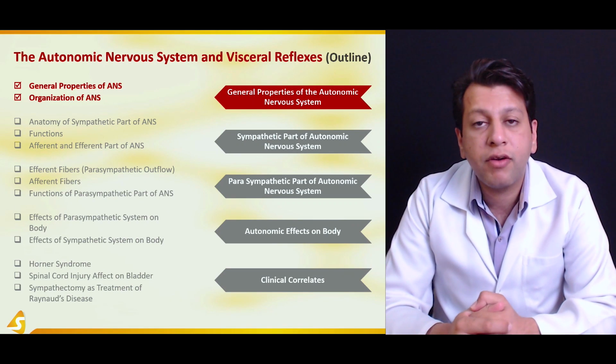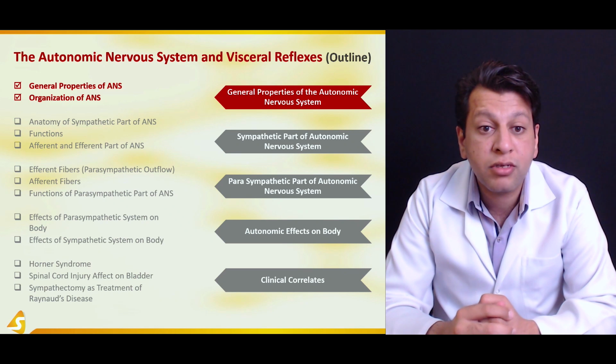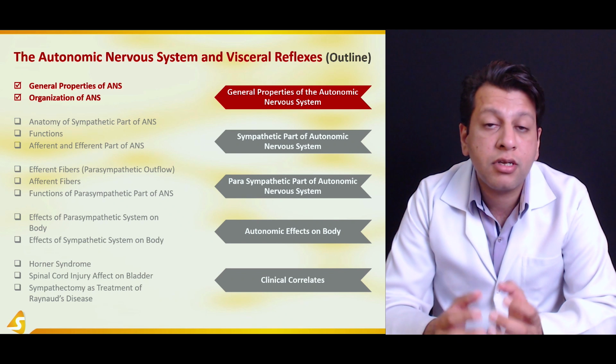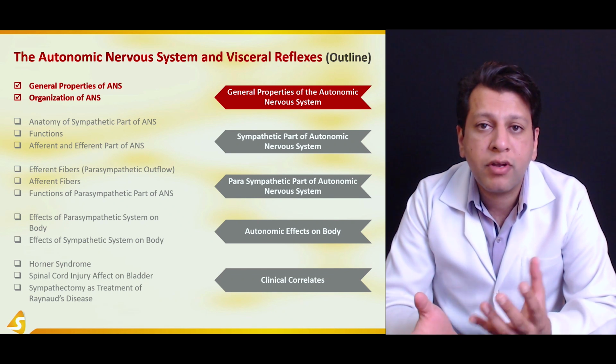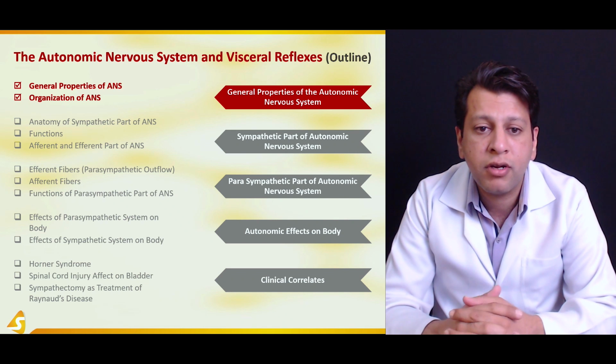By this, we have covered the first section of this lecture. There we've discussed the general properties of the ANS. We discussed how it is organized and how it is controlled by the brain, and what the different effects of the sympathetic and parasympathetic are on our body.